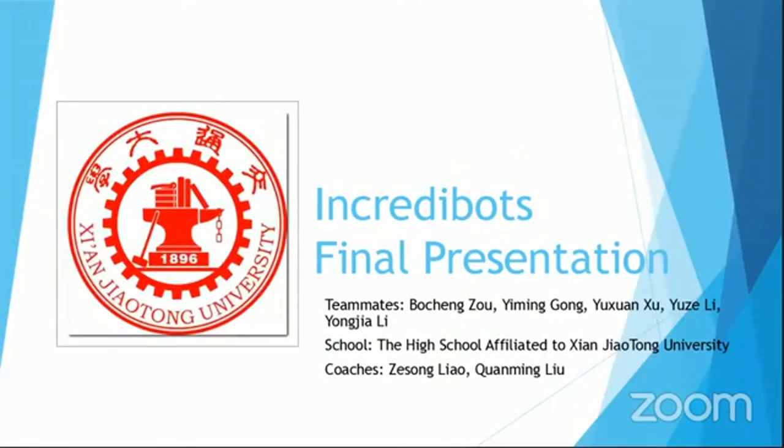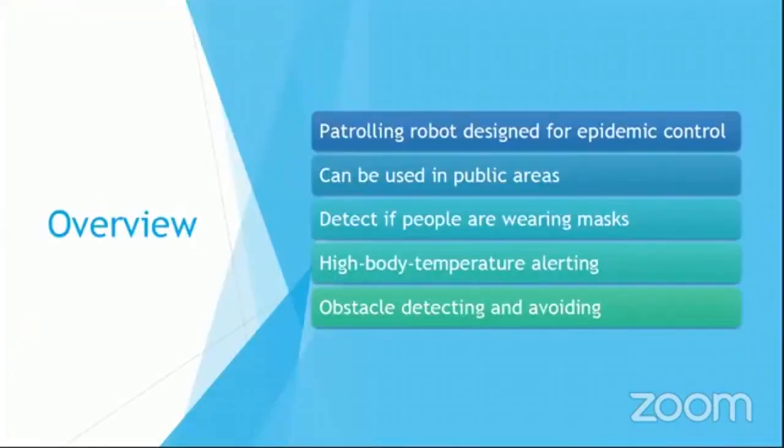Hello, judges. We are the members of the team Incredibots from China, and it's a great honor to give a presentation of our robot to you. The robot we are going to demonstrate is designed for epidemic control, such as the COVID-19 global epidemic. This robot is designed to patrol in public areas, such as a subway station, and detect whether people are wearing masks. Furthermore, if the robot detects a person that is not wearing a mask, it will go towards the person and remind the person to wear a mask. If he or she doesn't have a mask, the robot will give one.